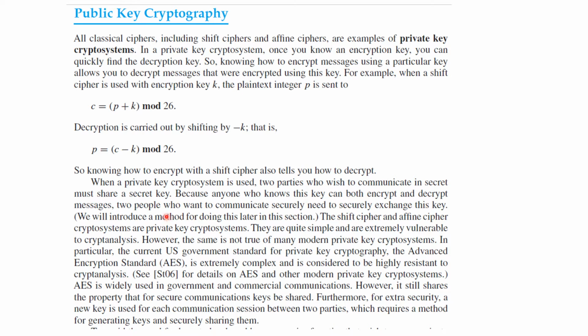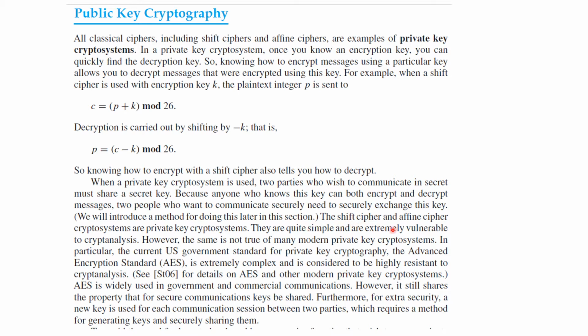You know how to encrypt. So when a private key cryptosystem is used, two parties wishing to communicate in secret must share a secret key, because anybody that knows this key can both encrypt and decrypt. And two people who want to communicate securely must securely exchange this key, and that's another issue, and we'll talk about a way of doing this later in this lecture.